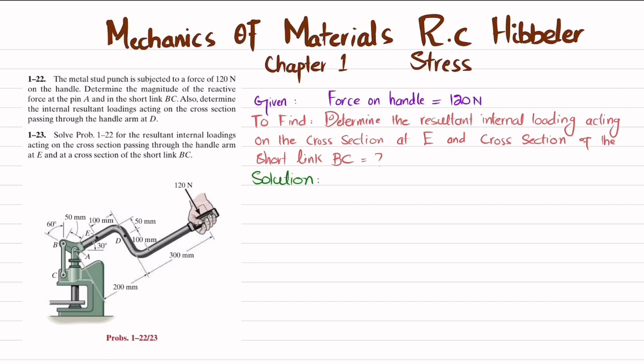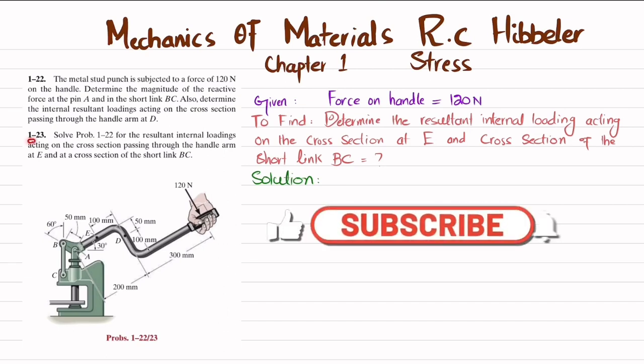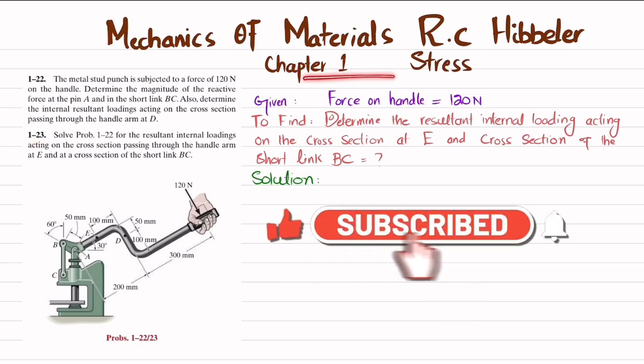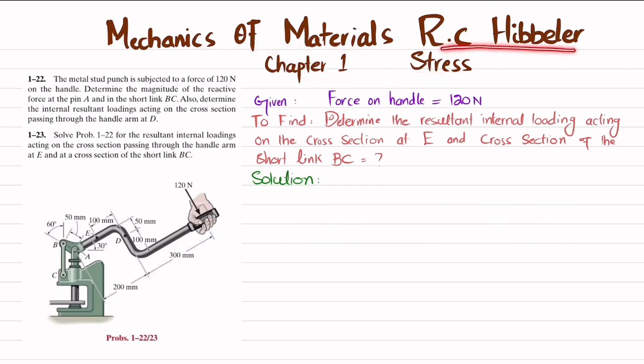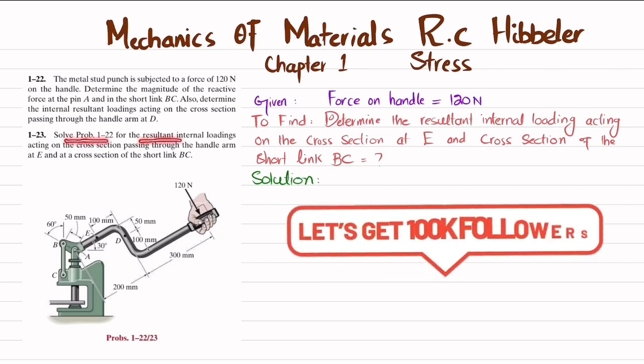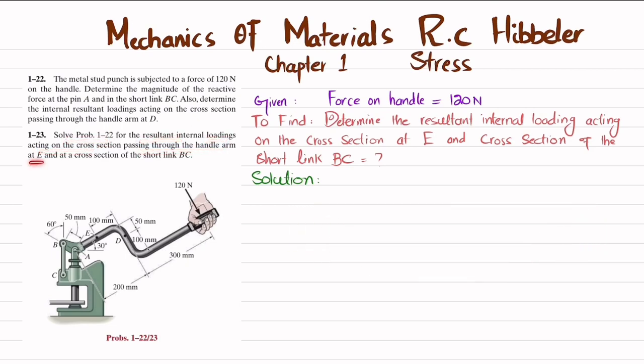Welcome back. In this video, we are going to solve problem 1-23, taken from chapter number 1, Stress, and the book name is Mechanics of Materials by R.C. Hibbeler. The statement is: solve problem 1-22 for the resultant internal loading acting on the cross-section passing through the handle arm at E and the cross-section of short link BC.